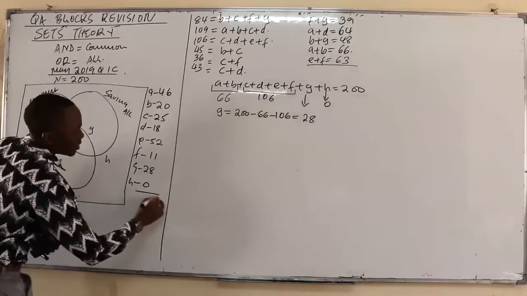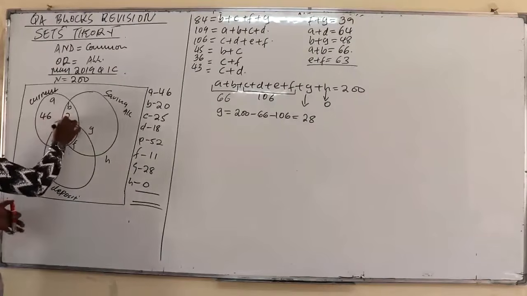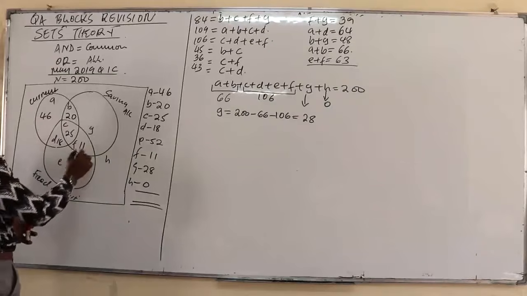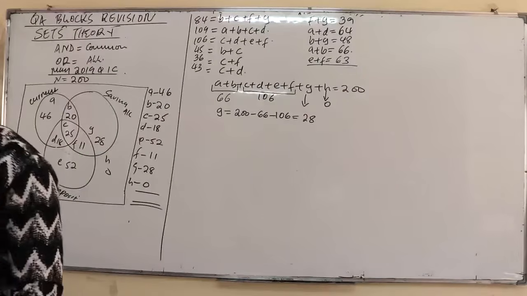Now, can you try to add the total? Tell me, is it equal to 200? Yeah, you are getting 200. So once you have that, A is 46, B is 20, C 25, D 18, E is 52, F 11, G is 28, and H is 0. So now we can go back to the required.